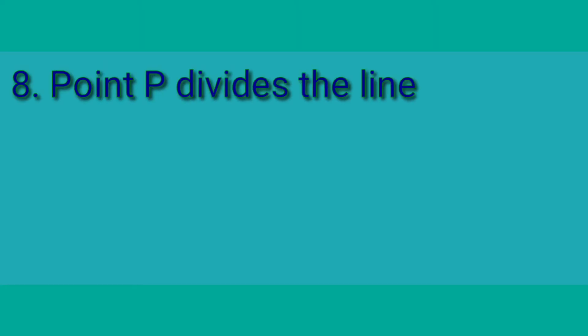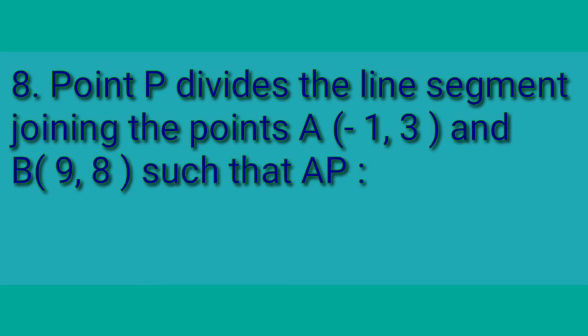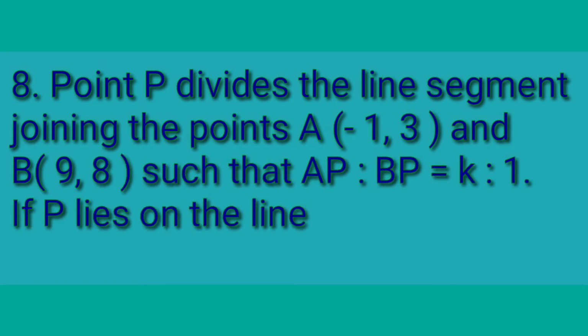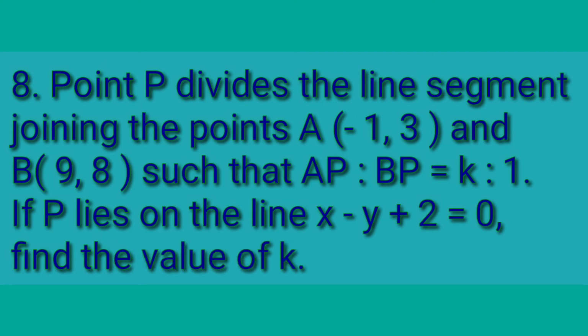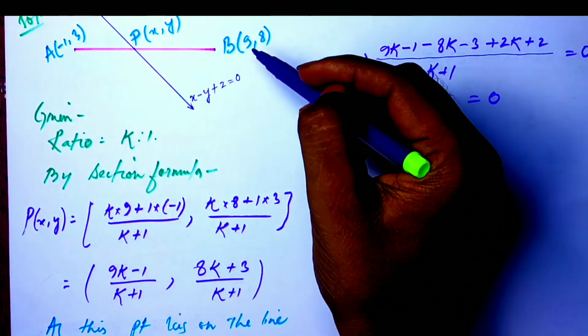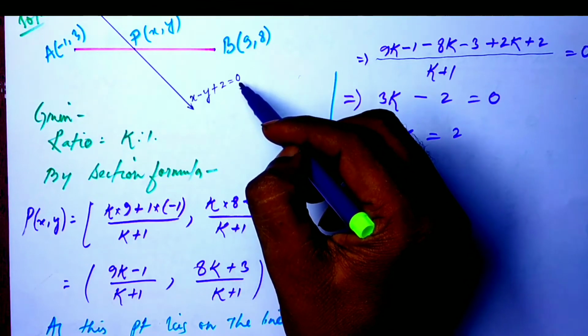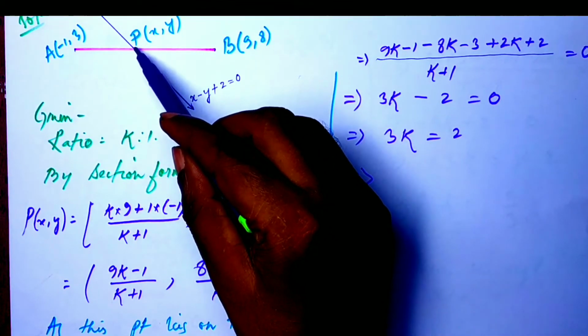Now we have a question. Point P divides the line segment joining the points A(minus 1, 3) and B(9, 8) such that it divides in the ratio AP:BP equal to k:1. If P lies on the line x minus y plus 2 equal to 0, find the value of k. So let us solve it. We draw the diagram, A(minus 1, 3) and B(9, 8), and this is the line x minus y plus 2 equal to 0, which passes through the point P(x, y).